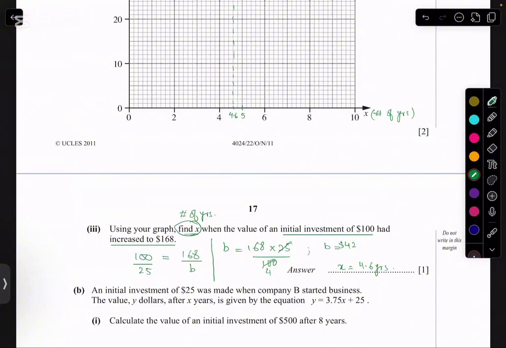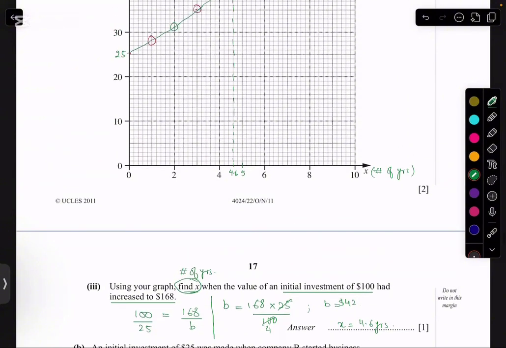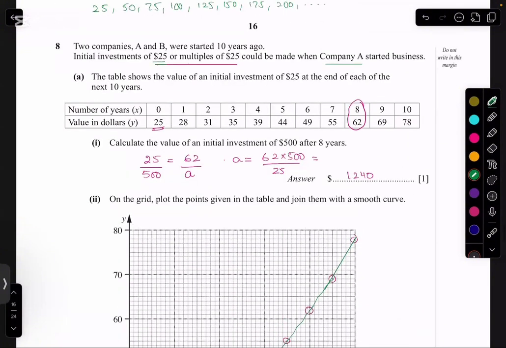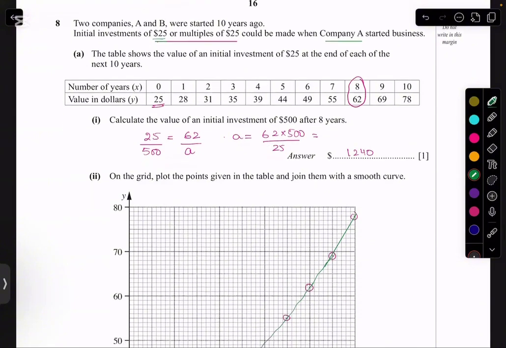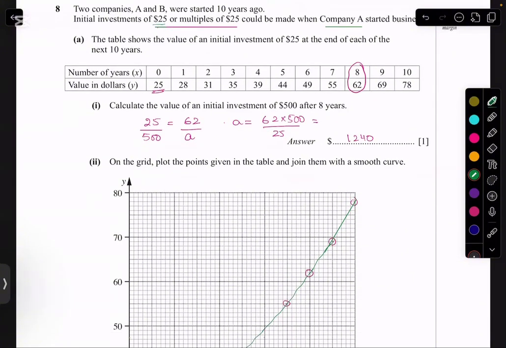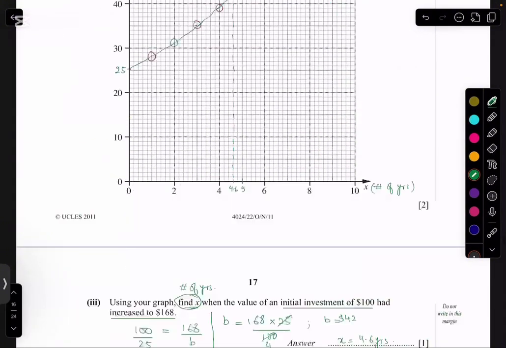Okay, is 100 a multiple of 25, yes right? They have given us the statement in the very beginning, initial investment of $25 or multiples of 25. So is it possible to make an investment of $100? It can be done, right. So you can have an investment of $25, and the other person can have an investment of $100 also. It is possible, right? Yes ma'am. Right? Okay, now I can compare also.